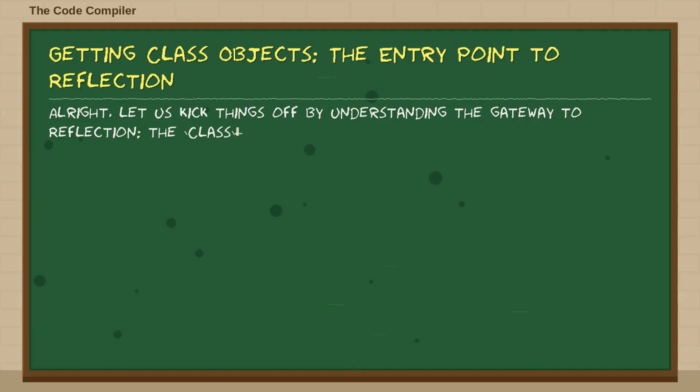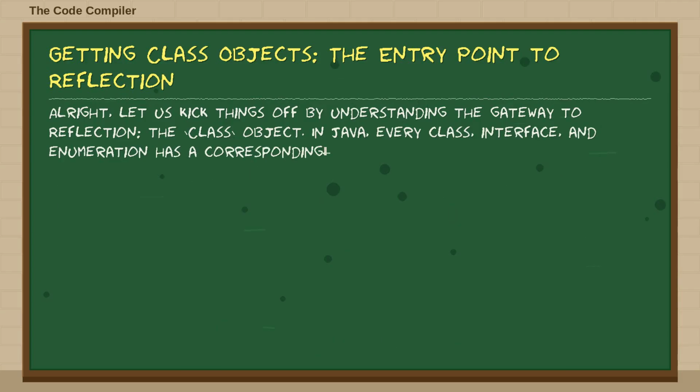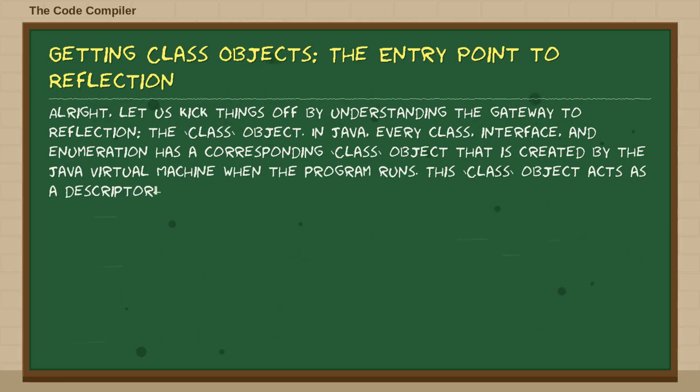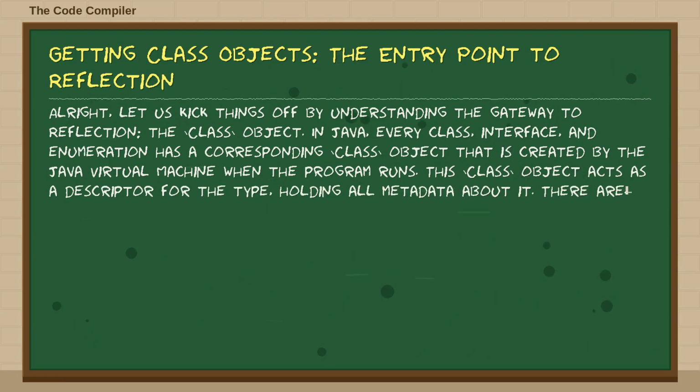In Java, every class, interface, and enumeration has a corresponding class object that is created by the Java virtual machine when the program runs. This class object acts as a descriptor for the type, holding all metadata about it. There are three primary ways to obtain a class object.